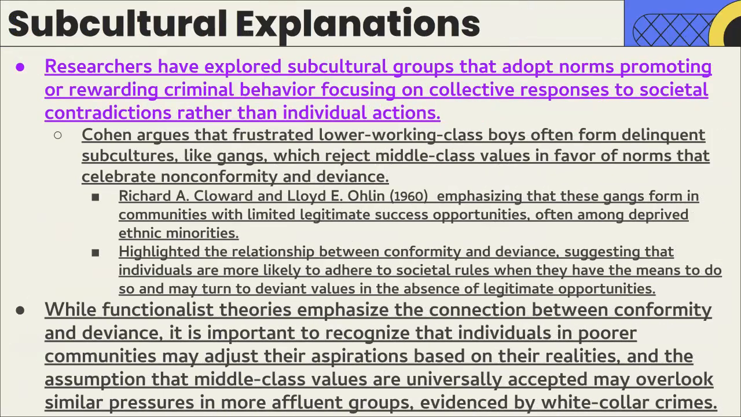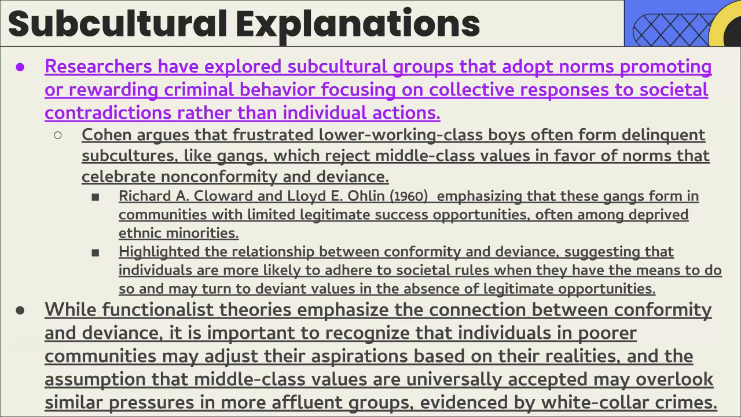Later researchers examined subcultural groups that adopt norms that encourage or reward criminal behavior. Like Merton, Albert Cohen was able to see a contradiction within American society as the main cause of crime. But while Merton emphasized individual deviant responses, Cohen saw the responses occurring collectively through subculture.